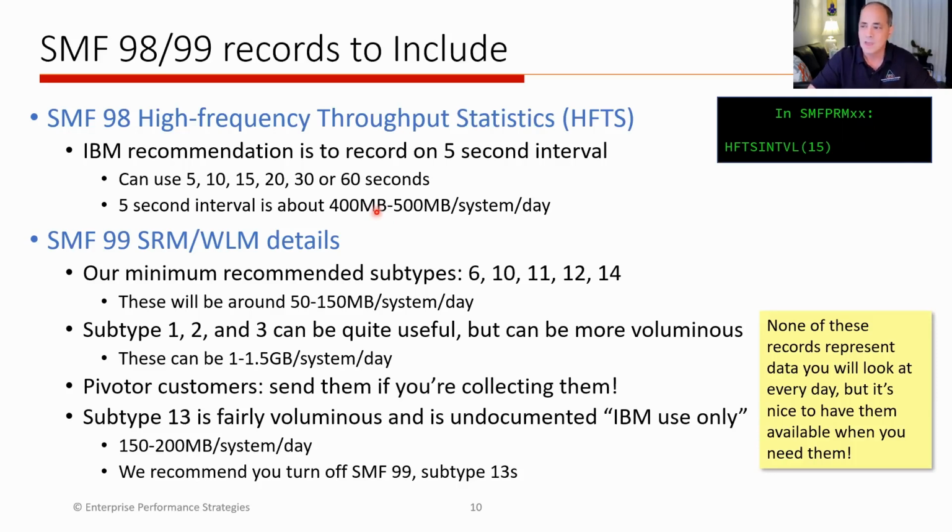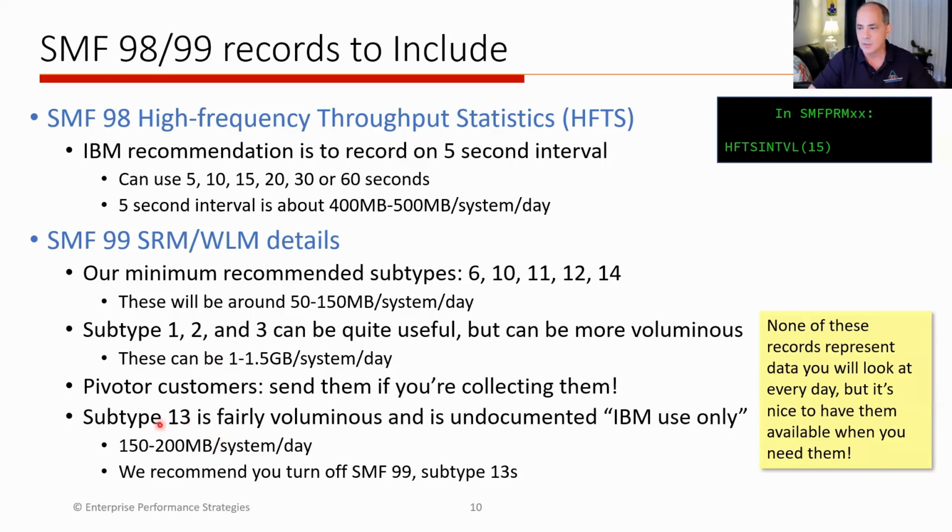The next record we're going to talk about in this presentation is the SMF 99 record. Our recommendation is, at a minimum, turn on subtypes 6, 10, 11, 12, and 14. Again, I'm going to go into this in much more detail in later slides, but this is the overall recommendation. The SMF 99 subtypes 1, 2, and 3 are also quite useful if you decide to turn those on. And in fact, later in this presentation, I'm going to give you some examples of using the SMF 99 subtype 1s and 2s.